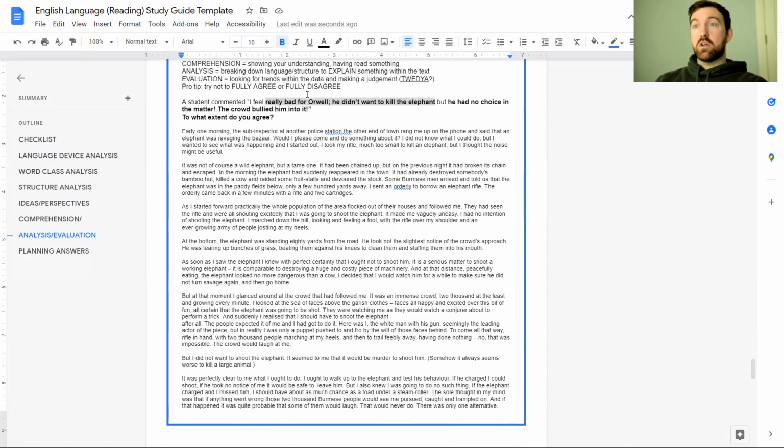But mostly we're looking for whether we agree or disagree with these two statements. So early one morning, the sub-inspector at another police station on the other end of town rang me up on the phone and said that an elephant was ravaging the bazaar. Would I please come and do something about it? I did not know what I could do, but I wanted to see what was happening, and I started out. I took my rifle, much too small to kill an elephant, but I thought the noise might be useful.